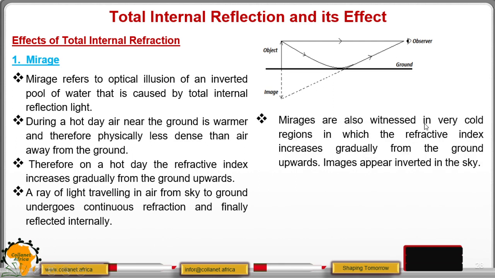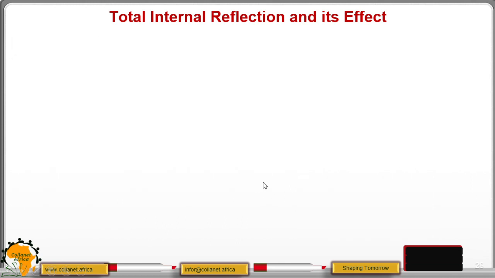Mirages are also witnessed in very cold regions in which the refractive index decreases gradually from the ground upwards. The images appear inverted in the sky as shown in this diagram. As you observe here, remember we are saying now it is in the cold regions. So the refractive index is increasing as you move away from the ground. So the image is formed in the sky as shown in this diagram. So these are two cases of effects of total internal reflection.